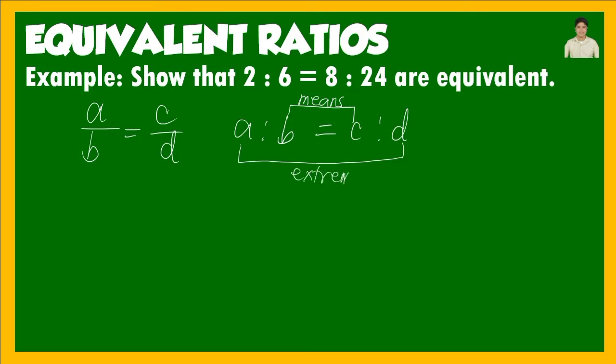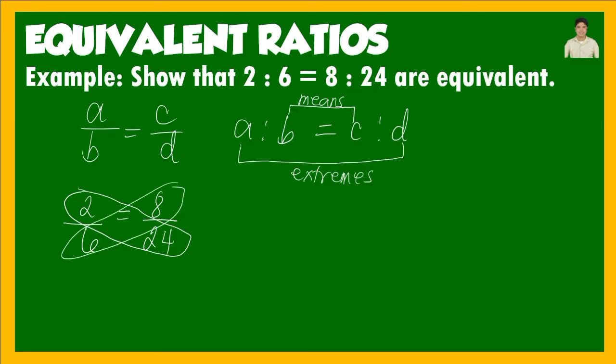So, let's show that now. Let's write our pair of ratios in fraction form. So, 2 is to 6, this is A over B, and then 8 is to 24, this is C over D. Now, let's show the cross multiplication: 2 times 24, and 6 times 8. So, 2 times 24 equals 6 times 8.